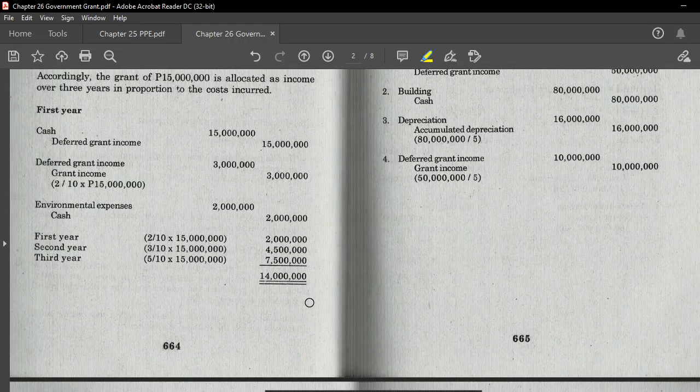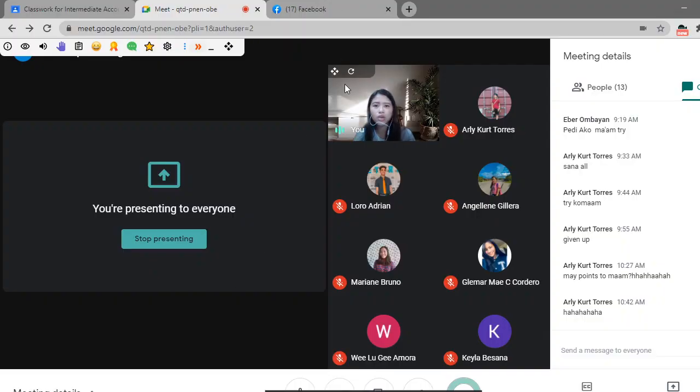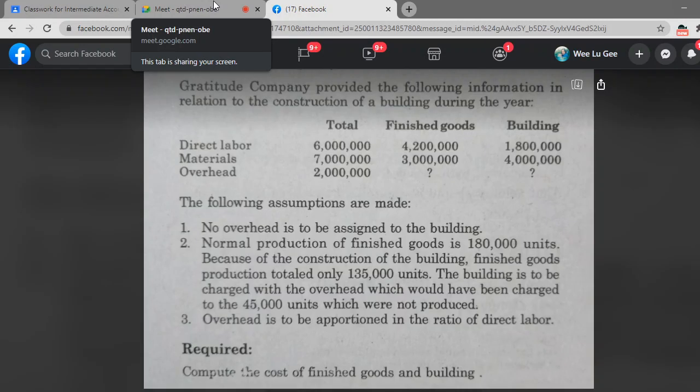So, we have some illustrations here. And we're going to answer as well some problems. So, yung mga illustrations na yan, andyan yan siya, simple lang naman. So, hindi ko na siya i-discuss. Instead, let us have these few problems to aid us in our understanding sa government grant. Alright? Okay. So, let's begin with the first problem. So, walang pangalan. An entity with no name.